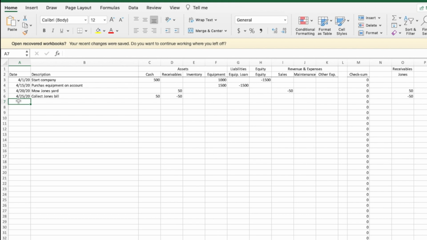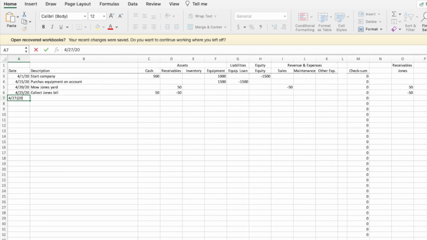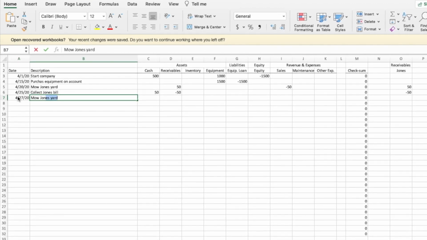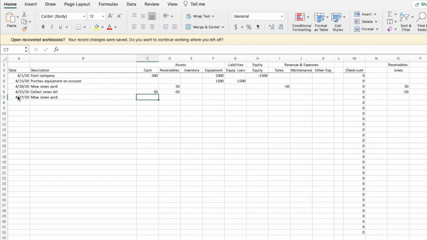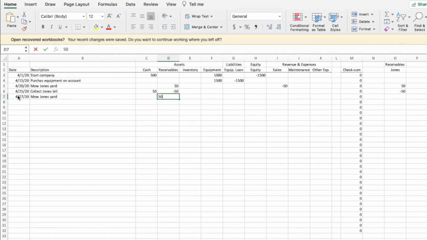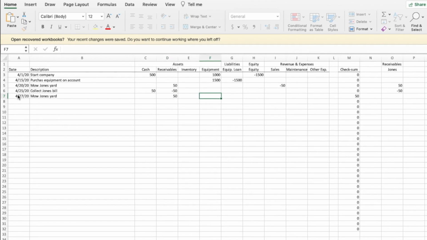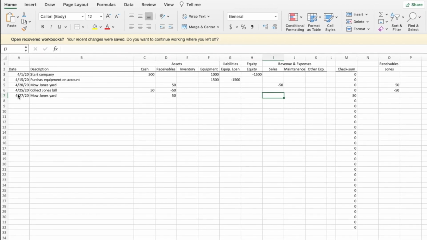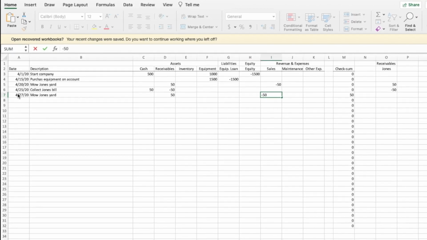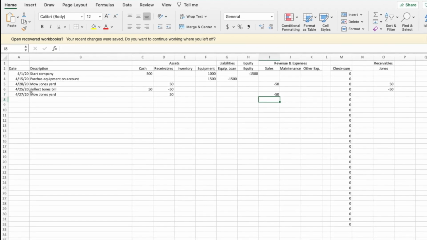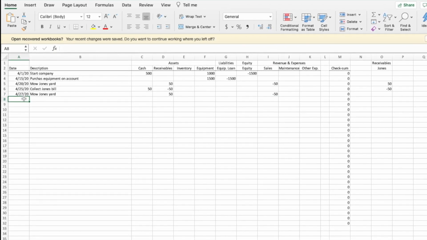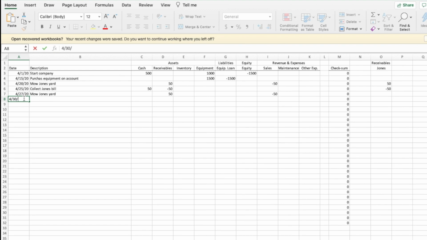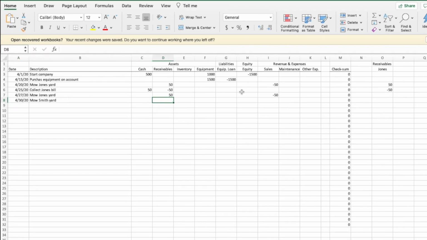Now moving on, let's say April 27th, I'm going to mow the Jones yard again for $50. So there's my receivable when I bill them, or they haven't paid me yet. Again, I get my sales of $50, which is entered as a negative because it's a credit, or the other side of an asset. And then let's go down here on April 30th. I'm going to mow, let's say, the Smith's yard. Look at that, I forgot to put the $50 in the Jones receivable. So I went back and did that.